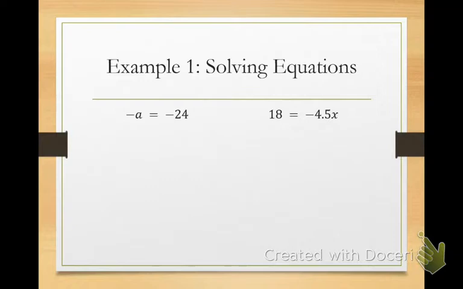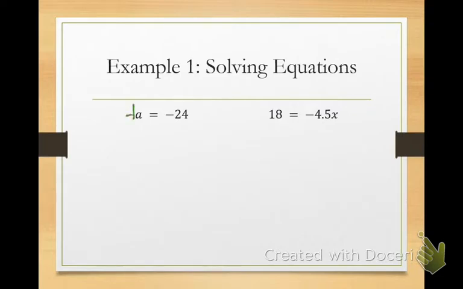Okay, so now let's look at these next ones. These look a little different. What looks a little weird about the first one? Just tell me. The A is negative and there's no number. But we know that it has an understood 1 in front of it.